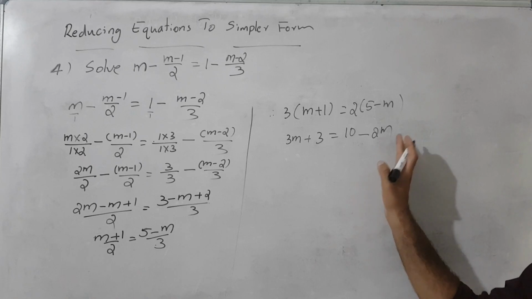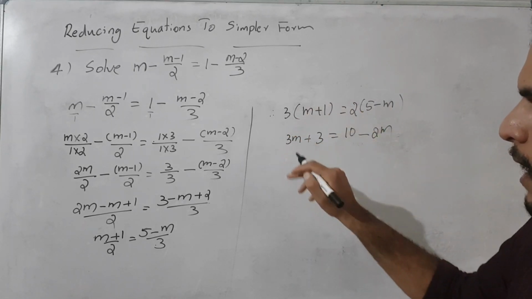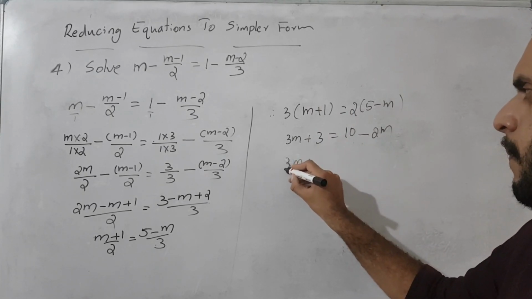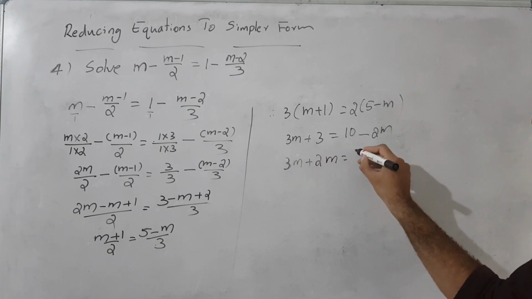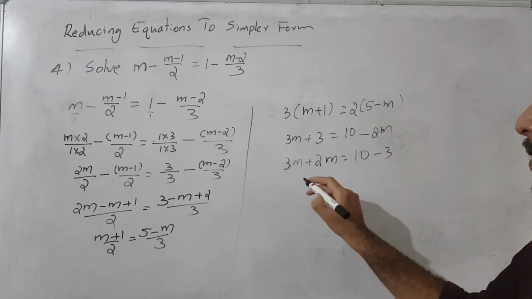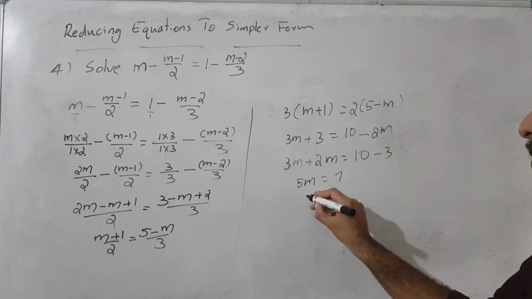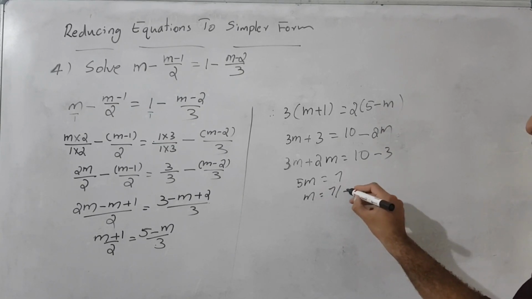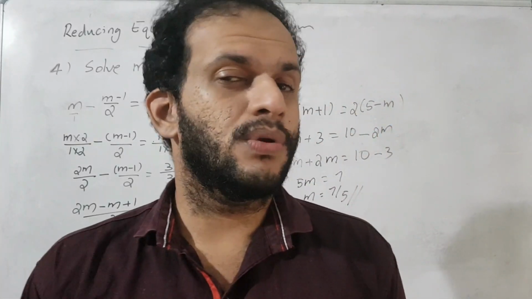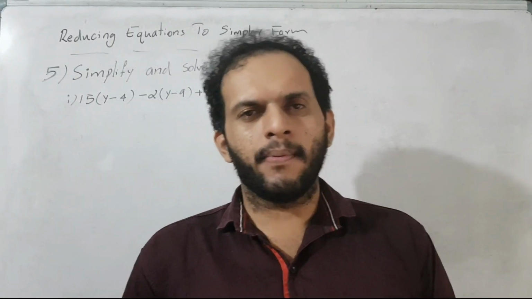Then 3m is the bigger one, so I take the 2m to the side of 3m. Then we transpose minus 2m to the side of 3m as plus 2m. 3m plus 2m is equal to 10 minus 3. 3m plus 2m is 5m is equal to 10 minus 3, 7. Therefore, m is equal to 7 by 5. So, what is the value of m? The value of m is equal to 7 by 5. So, clear? Next, we do the next question.